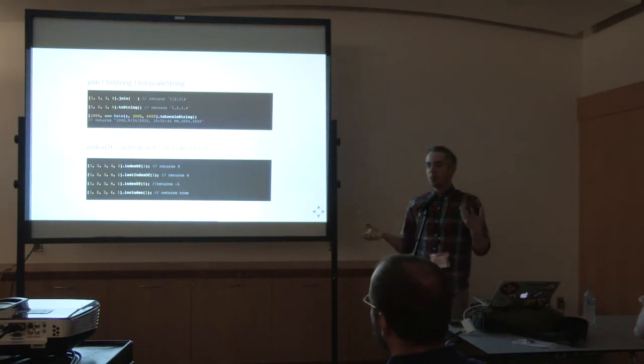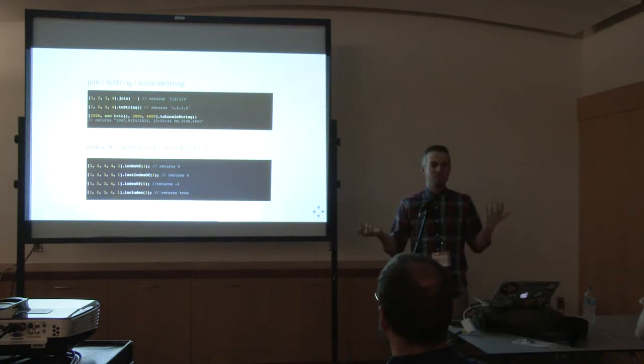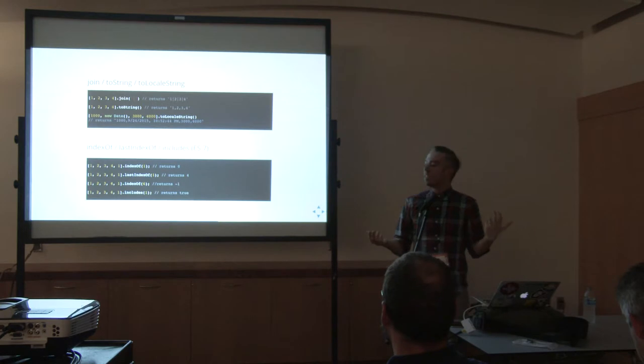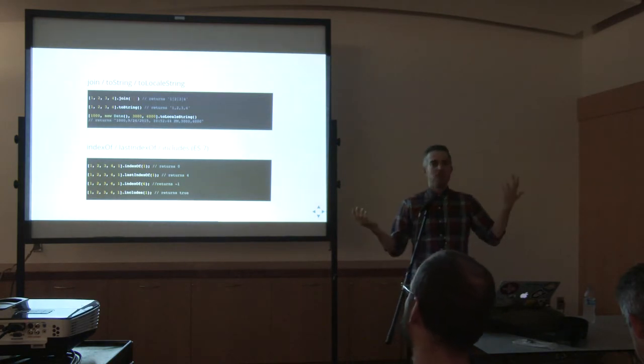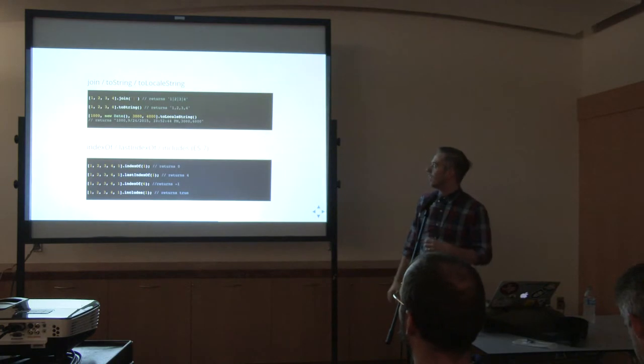ToString, which is like join, but doesn't accept any parameters and always uses commas to join things. So it's like the default join. If you don't pass a delimiter to join, it uses commas as well. So it's basically default join forever.